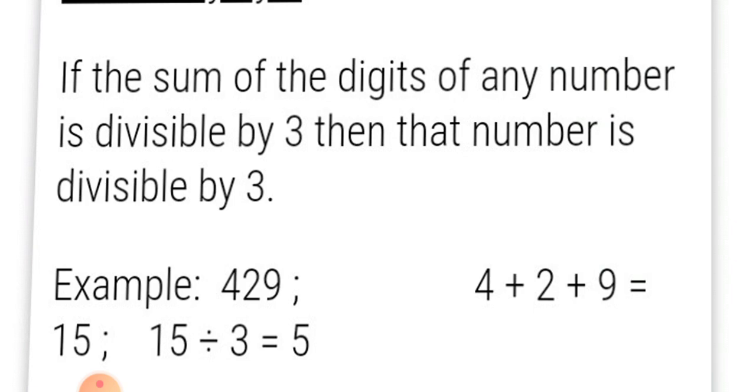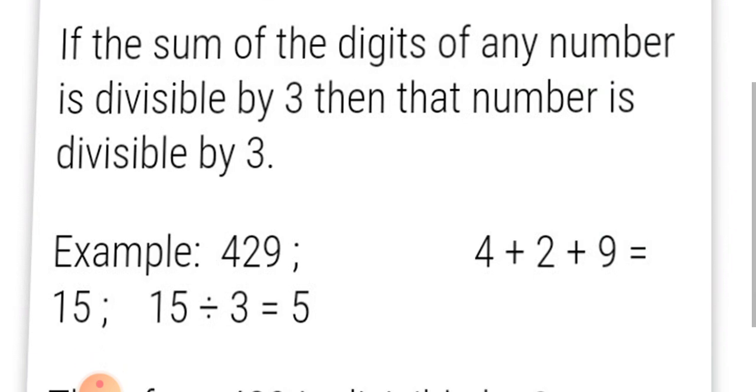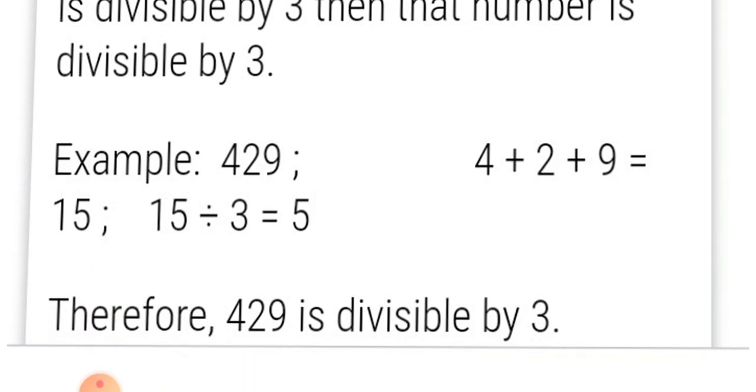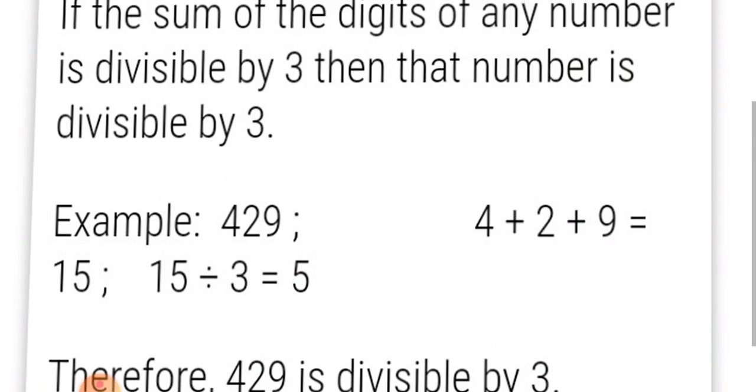Okay, children? So here 15 is the sum. So 15 divided by 3 is 5. We can divide 15 by 3, isn't it? So here you can write that the number 429 is divisible by 3. Clear, children?